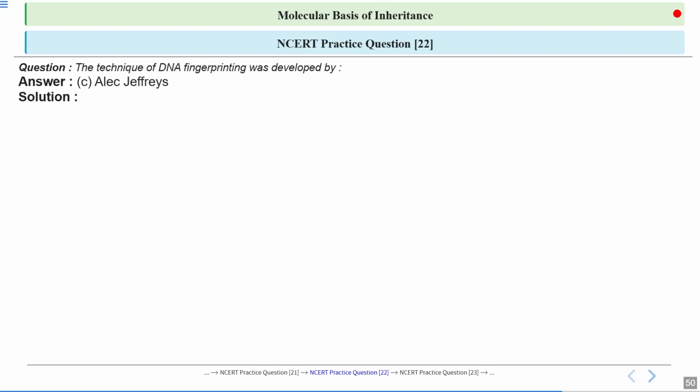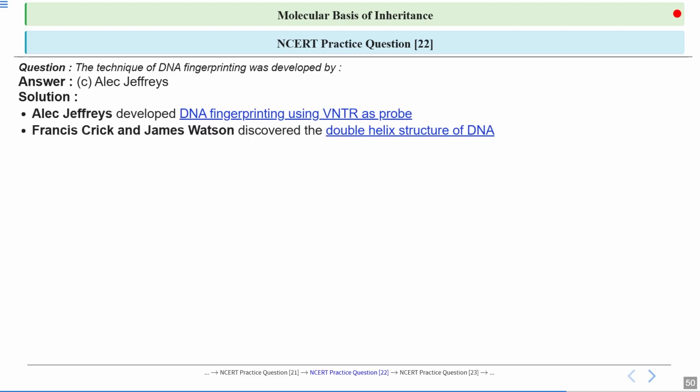See, option number C, Alec Jeffrey is the correct answer. So Alec Jeffrey developed DNA fingerprinting using VNTR as the probes. Okay, so he radio labeled VNTRs and he used these radioactive VNTRs as probes.